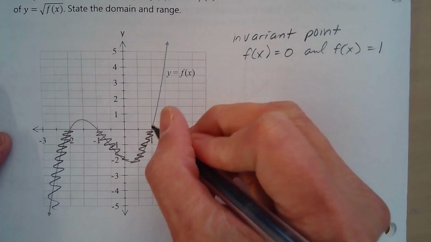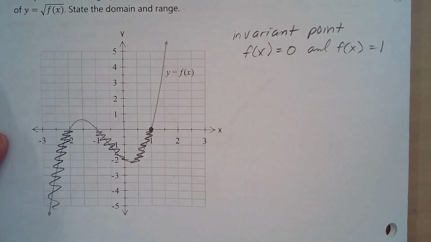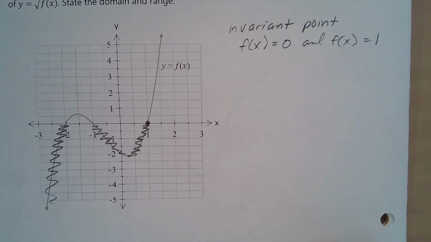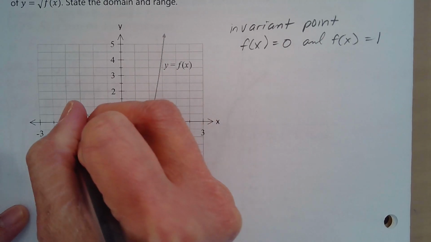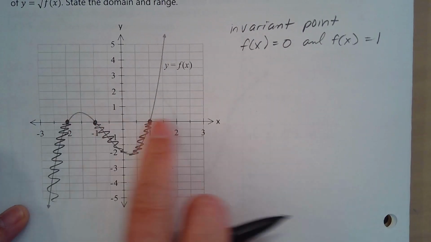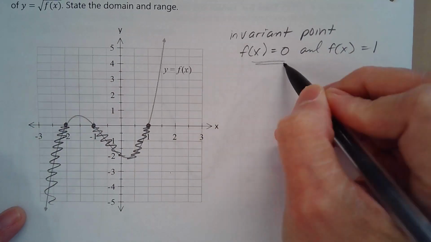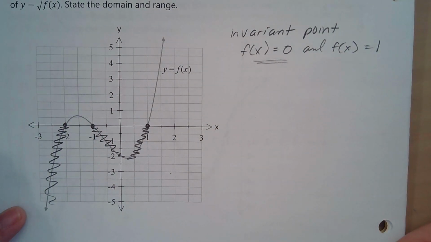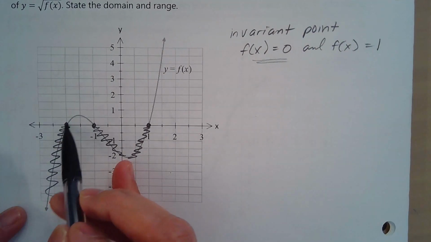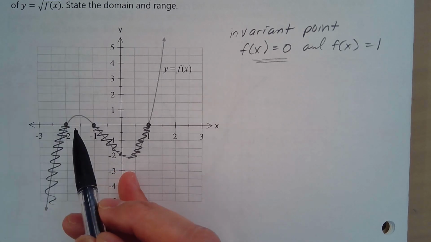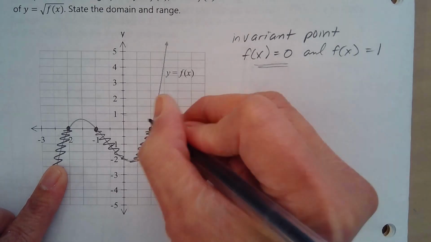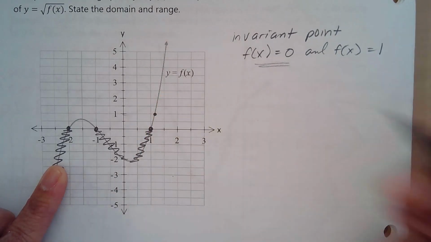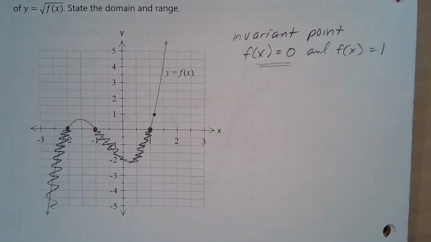At 1? Okay. Right there, at 1. Anything else? Yeah, when x is negative 1, yeah. And minus 2. Okay. So those are the invariant points when f of x is 0. Where are the invariant points when f of x is 1? Well, this one here didn't even reach 1, right? They're all under 1. And then where's f of x 1? Right there. So that's the invariant points.